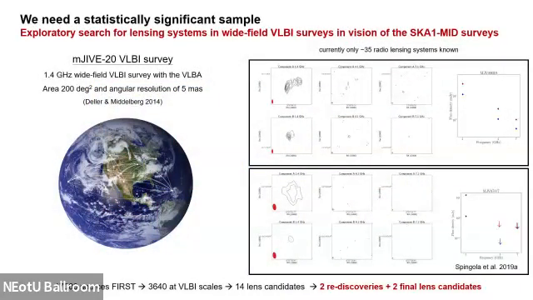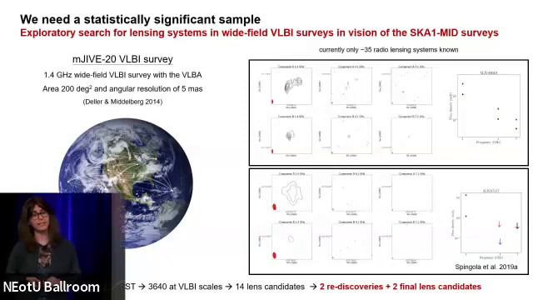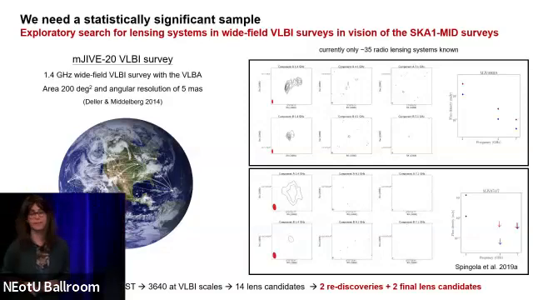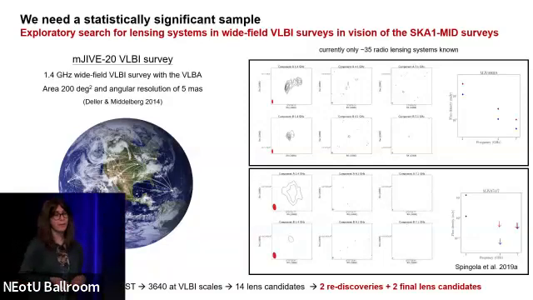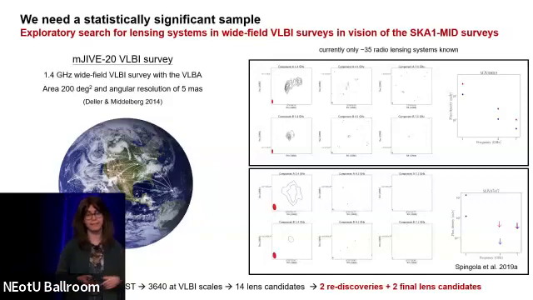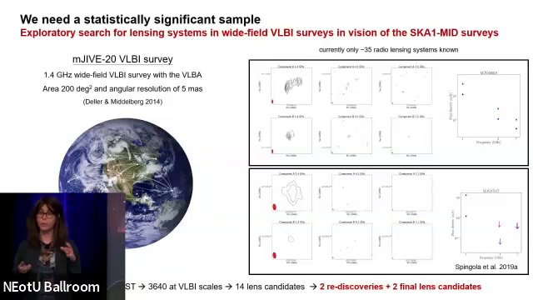We need a statistically significant sample, and we started to search for lensing systems at radio wavelengths because we want to test the occurrence of AGN jets in cold molecular gas reservoirs in a wide field VLBI survey, which is the MOJAVE survey, a survey with the VLBA at 1.4 GHz from Deller and Middelberg 2014. By using lensing arguments, so very simple selection criteria, we rediscovered the 2 known lensing systems, which was a proof that the method actually worked, and 2 final lens candidates that are shown on the right, which we followed up at higher sensitivity in order to confirm their nature.